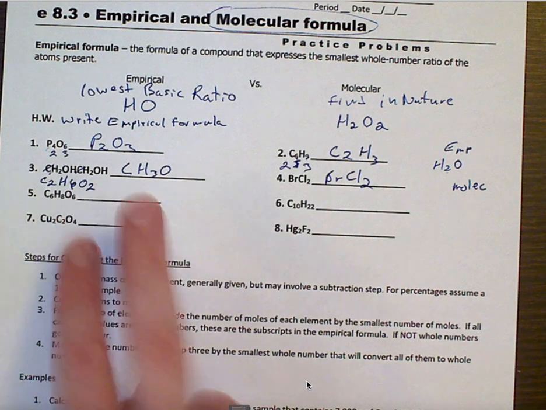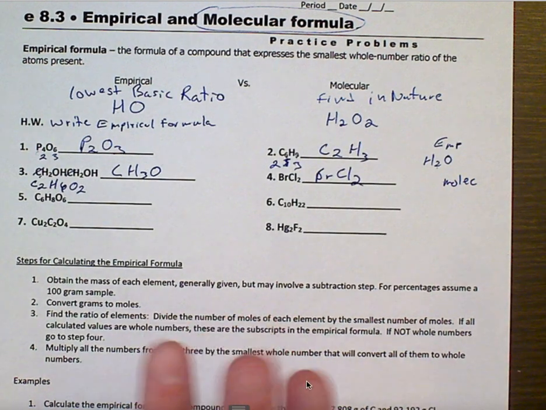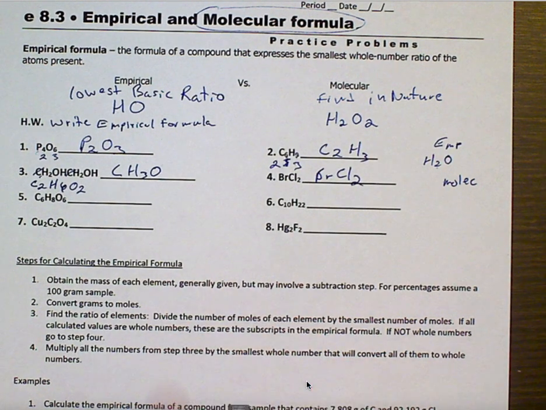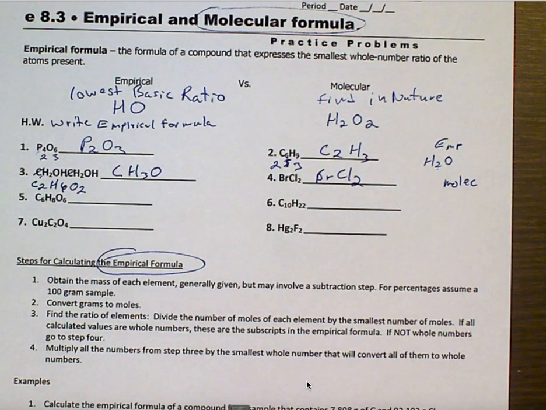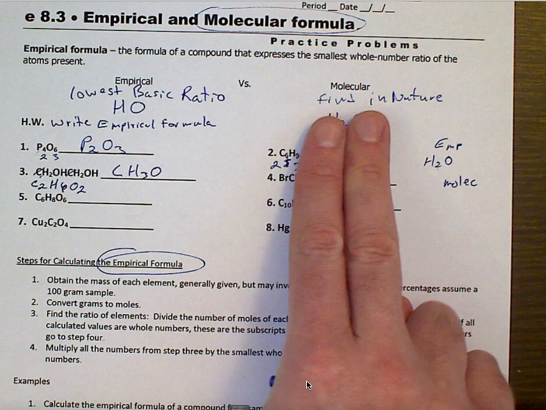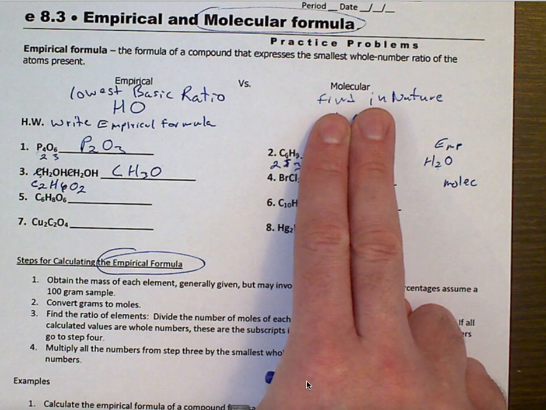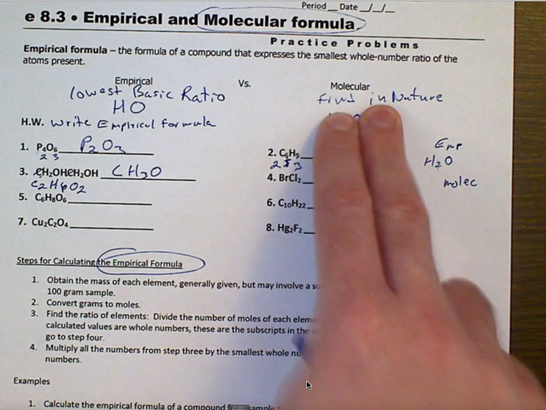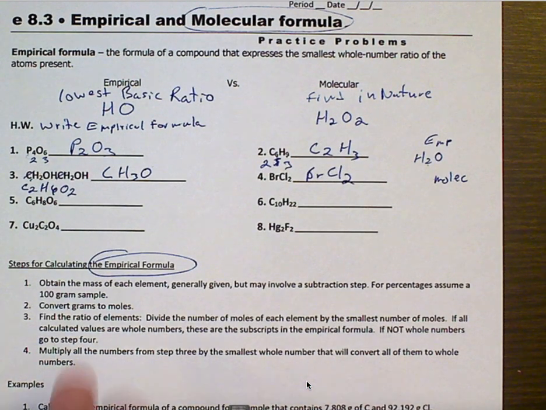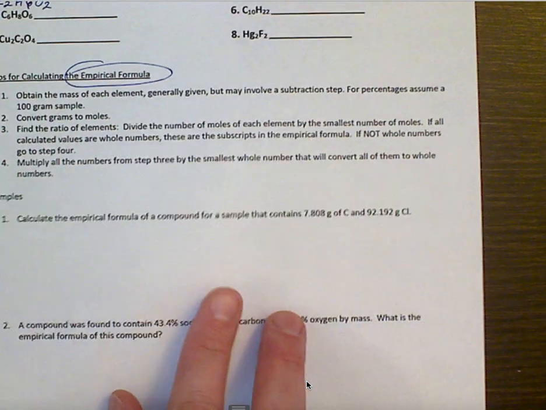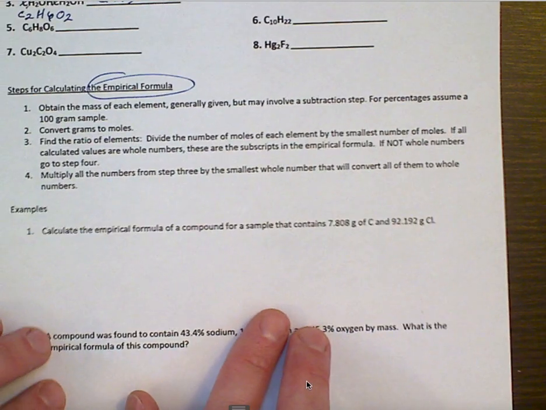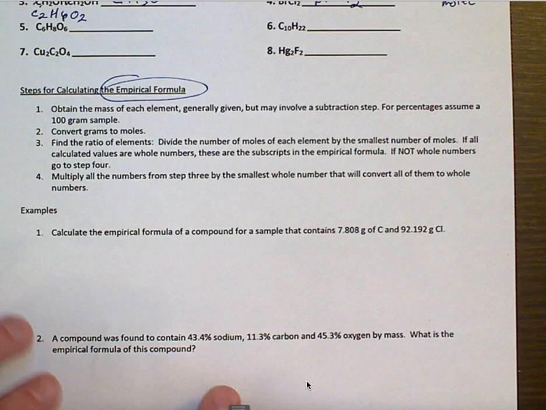Okay, and we can switch between the two. The next thing we want to look at is how we calculate the empirical formula. The empirical formula is usually where we start. We'll deal with how to calculate the molecular formula in a later lesson. We're going to take a look at the empirical formula, and we're going to do it two ways. They're really similar. It just depends on how the problem is worded.